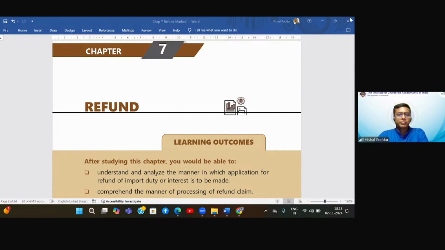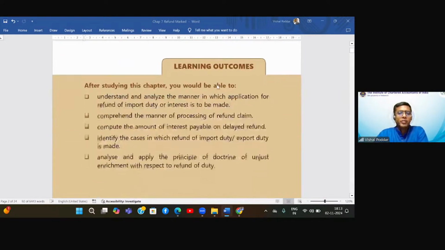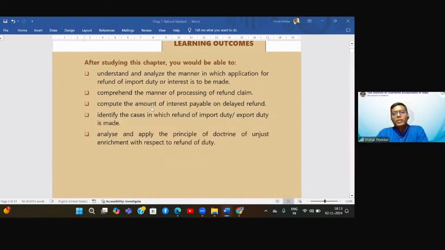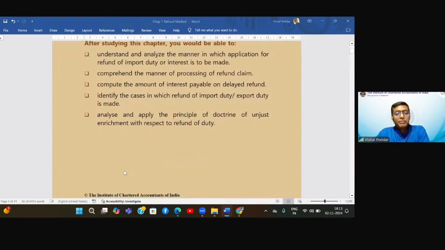Fine? Okay, great. Does anybody have any questions on whatever we have studied till now relating to the basics of refund, the concept of unjust enrichment, consumer welfare fund, and the entire constitutional background of how the refund concept has got its place in the taxation law? Now, these are the different aspects that we are going to study in this chapter.